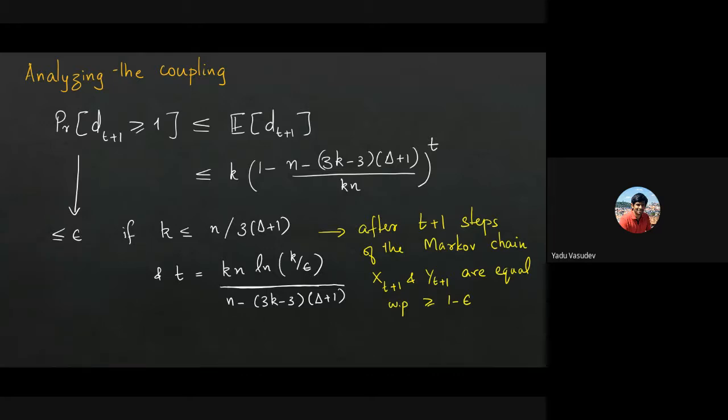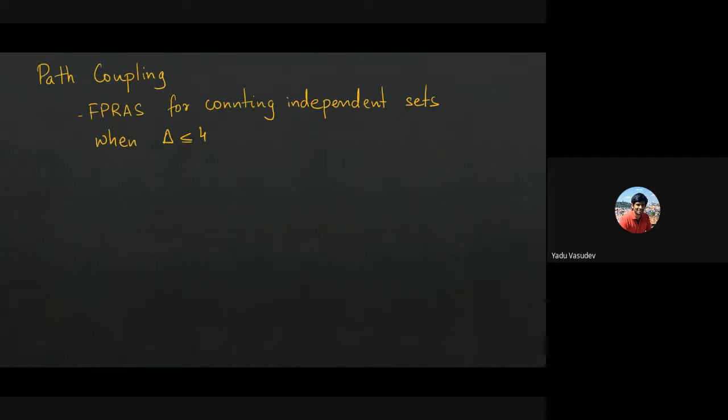Okay. All right. So now we'll look at a slightly more advanced coupling technique, what is known as path coupling. It's again one way to prove mixing time bounds. It's one type of coupling, and this we will actually use to complete the algorithm we'll use to design the FPRAS for counting independent sets.